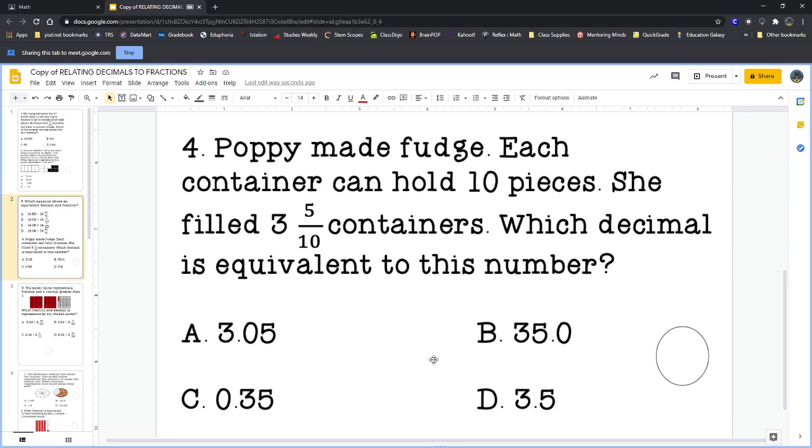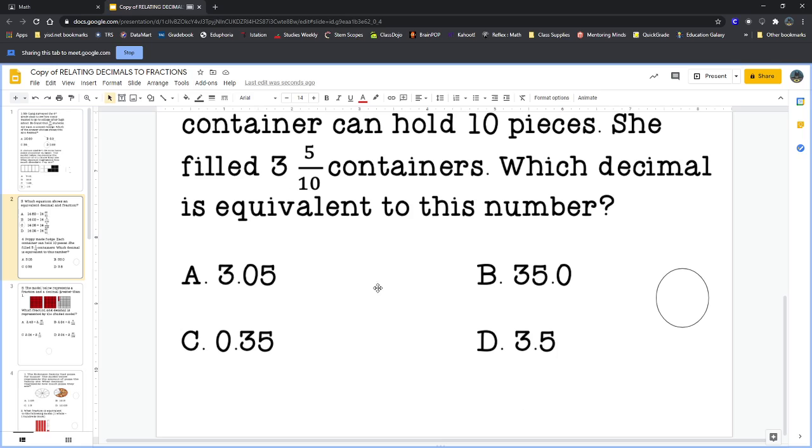Question 4. Poppy made fudge. Each container can hold 10 pieces. She filled 3 and 5 out of 10 containers. Which decimal is equivalent to this number? Take a look at that denominator. The denominator is 10. That means that whatever fraction I pick needs to have a 10th place and only a 10th place.